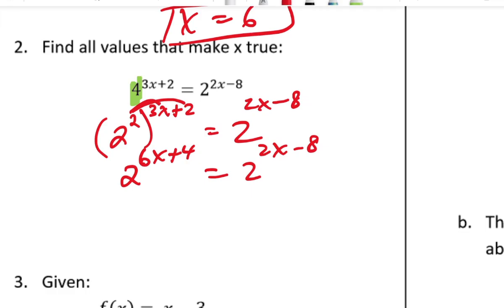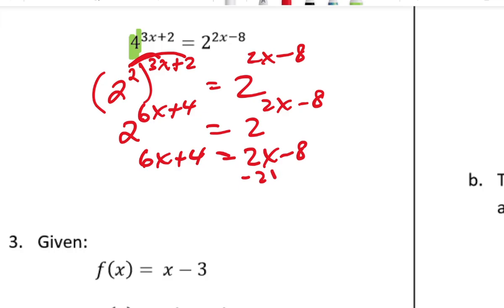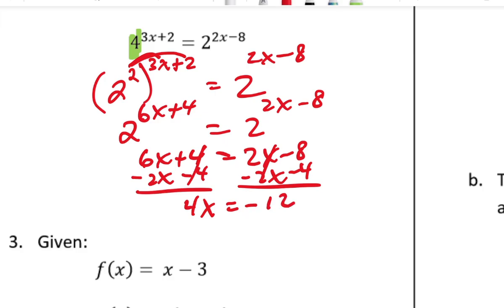Now our argument is, if the left side and the right side are truly equal, then the exponents must be equal. So 6x plus 4 equals 2x minus 8. Okay, now through a series of algebraic steps, we're going to solve for x, taking away the x, and taking away the number on the side that will have the x. So we'll end up with 4x equaling negative 12, and that means x is negative 3. And there's our answer there.